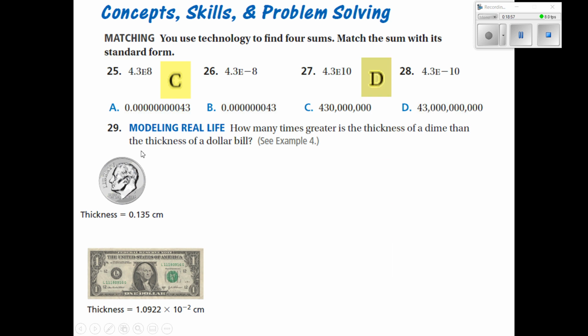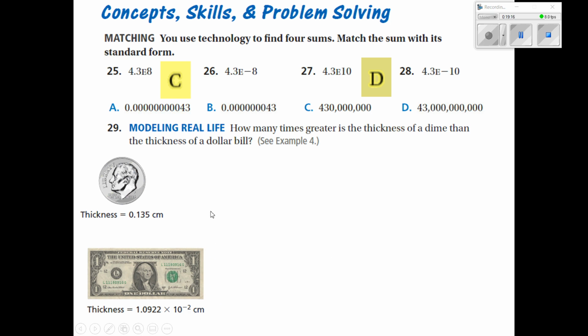All right, 29 is next. How many times greater is the thickness of a dime than the thickness of a dollar bill? Well, the thickness of a dime is 0.135. The thickness of a dollar bill is 1.0911 times 10 to the negative 2 power centimeters.